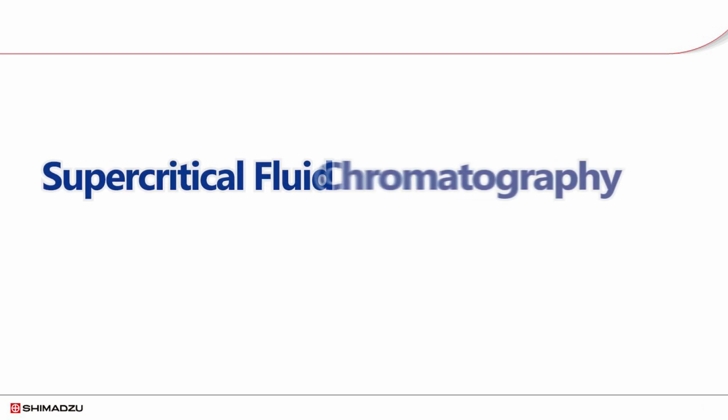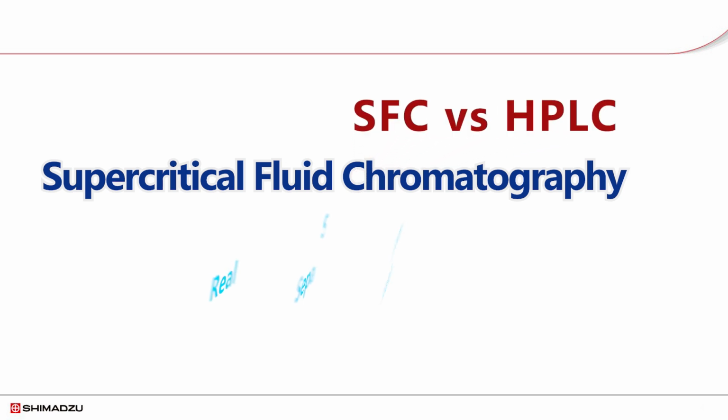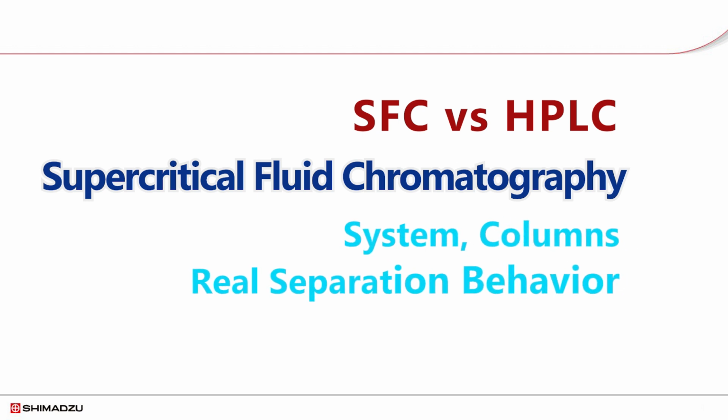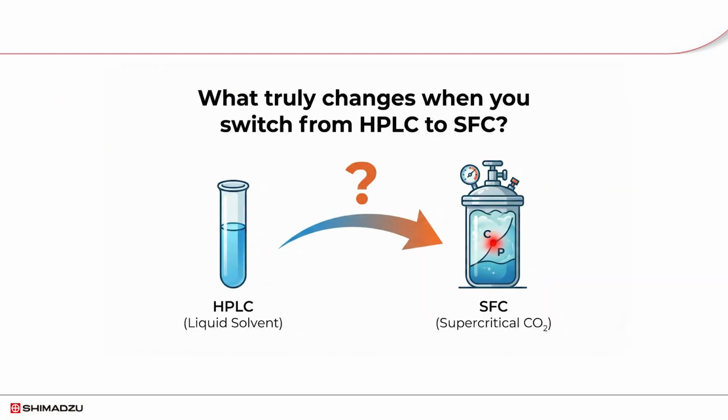In this video, we will compare supercritical fluid chromatography with HPLC, focusing specifically on the differences in system design, column choice, and real separation behavior. Chromatographers often ask one key question: what truly changes when you switch from HPLC to SFC? What makes supercritical carbon dioxide different?